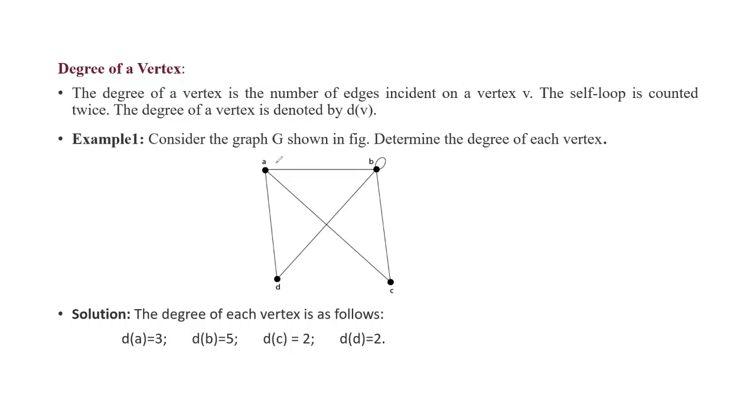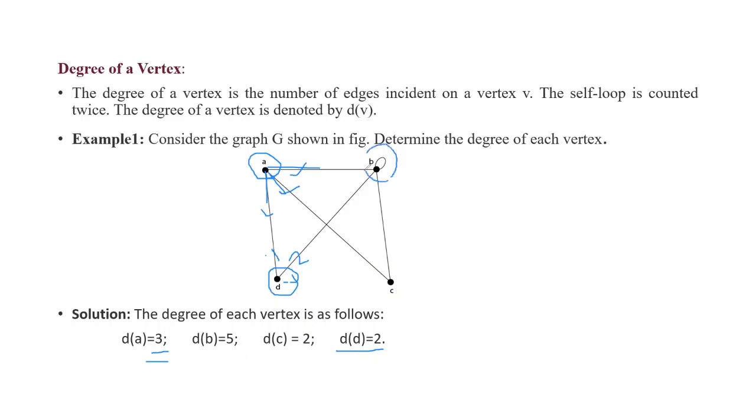So see here, this vertex A. The number of edges associated with this vertex: this is 1, this one is 2, and this one is 3. These 3 edges are associated with A, so degree of A is 3. Degree of D: number of edges associated, this is 1 and this one is 2. So degree of D is 2.